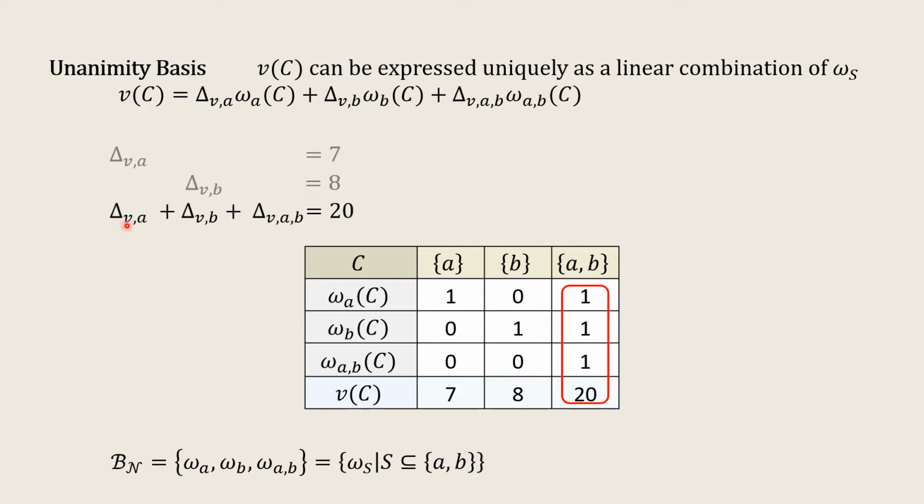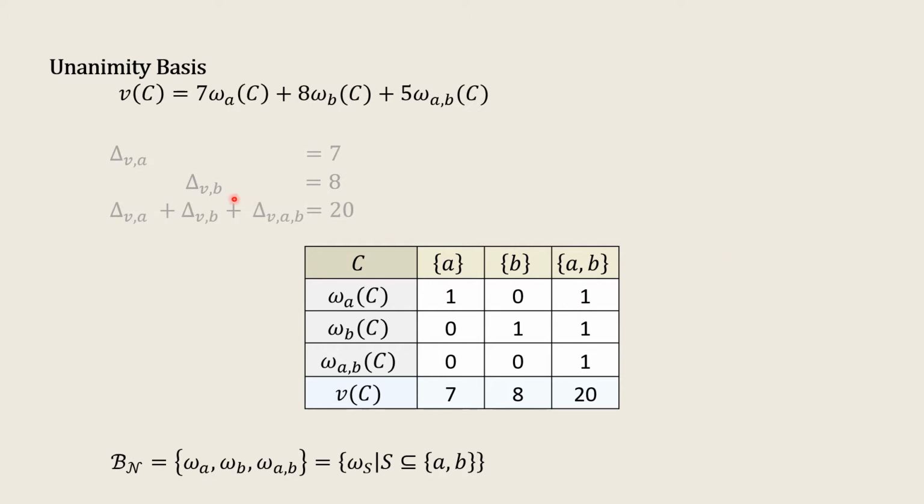And in a similar manner, delta A plus delta B plus delta AB equals 20, because all three omegas are 1, so I included all three deltas here, and that's equal to the value 20. Whence V of C is equal to 7 times omega A of C plus 8 times omega B of C plus 5 times omega AB of C. So this illustrates how we can represent any value uniquely in terms of the unanimity functions.